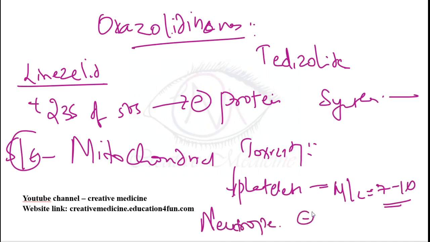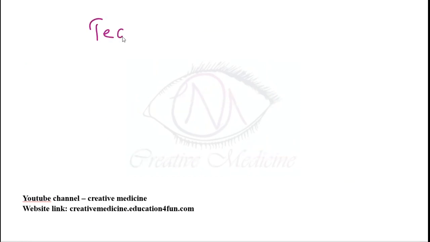These also inhibit monoamine oxidase, and thus they cause serotonin-like syndrome. Optic neuritis, peripheral neuropathy, and lactic acidosis can also occur with oxazolidinones.